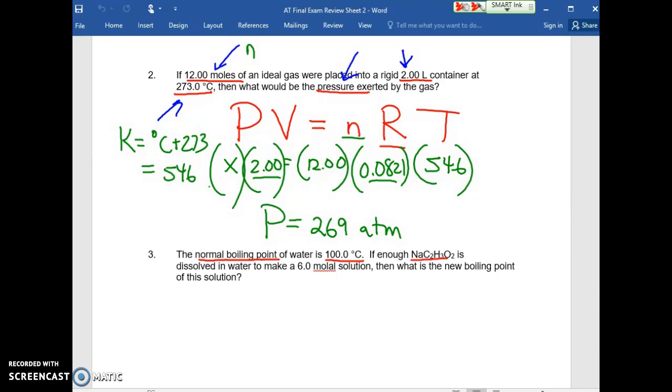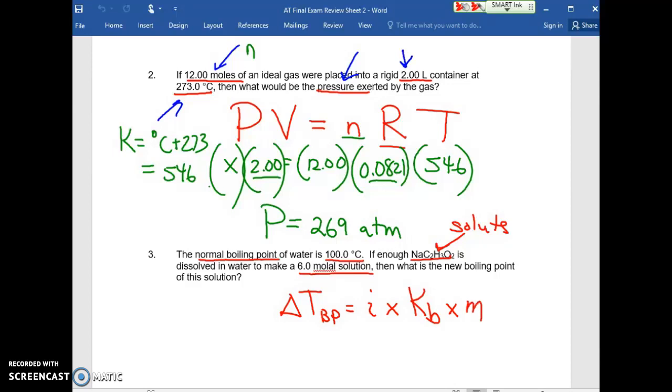Notice here we're given the normal boiling point. We are given a solute that we are dissolving. We are given something called molality. And we have a special formula for this. The difference in the boiling point is always equal to something called i, which I'll say more about in a moment, times the boiling point constant for this particular solvent, times little m, which is molality.